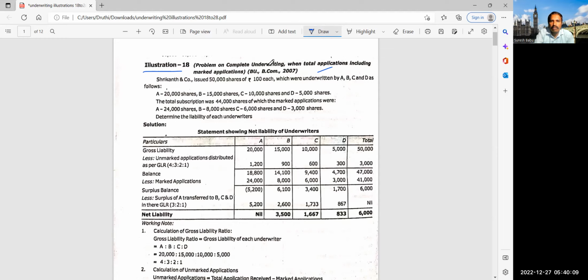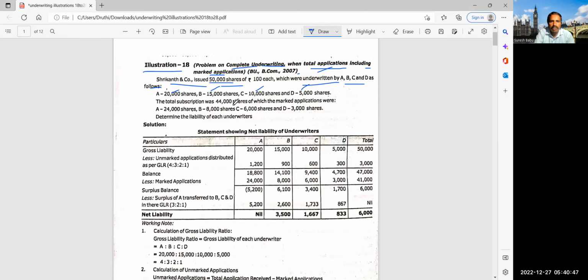So, problem on complete underwriting when total applications include marked applications. In 2007, this question was asked in the paper. Srikanth and company issued 50,000 shares of rupees 100 each, which are underwritten by A, B, C, D as follows: A 20,000, B 15,000, C 10,000, and D 5,000. See, 20 plus 15 is 35, plus 10 is 45, plus 5 is 50,000. Here also 50,000. Complete underwriting, so this is known as complete.